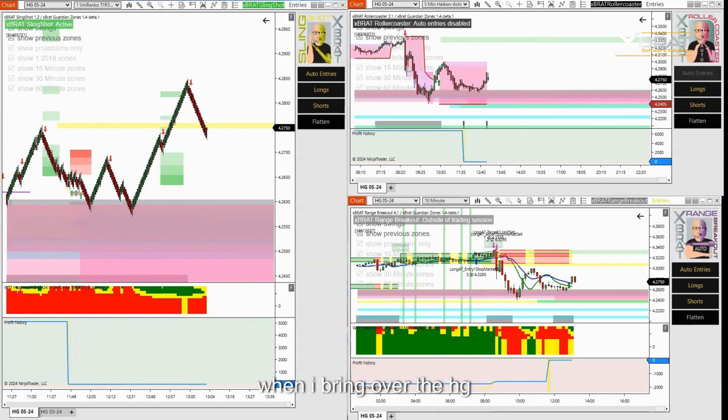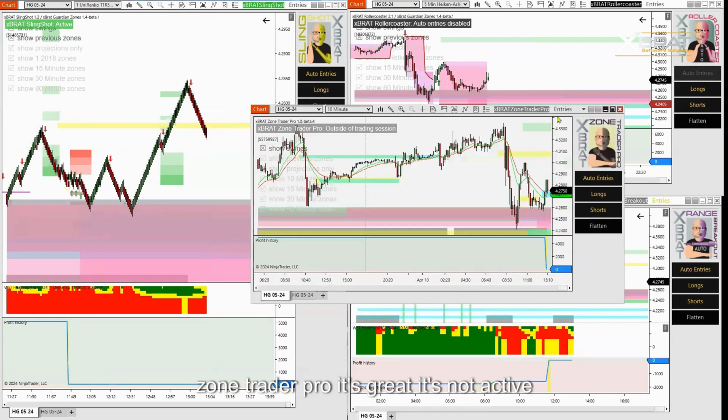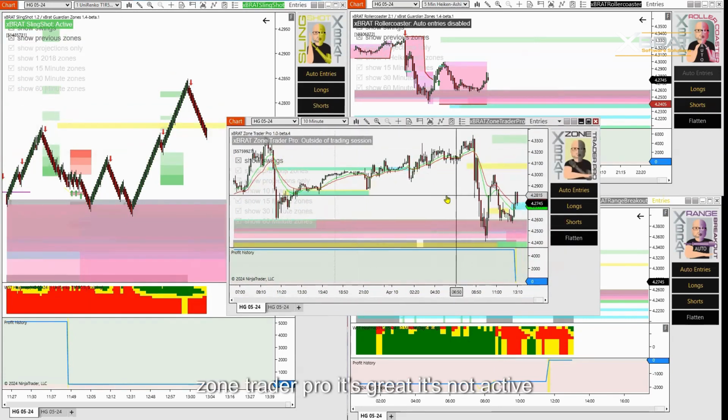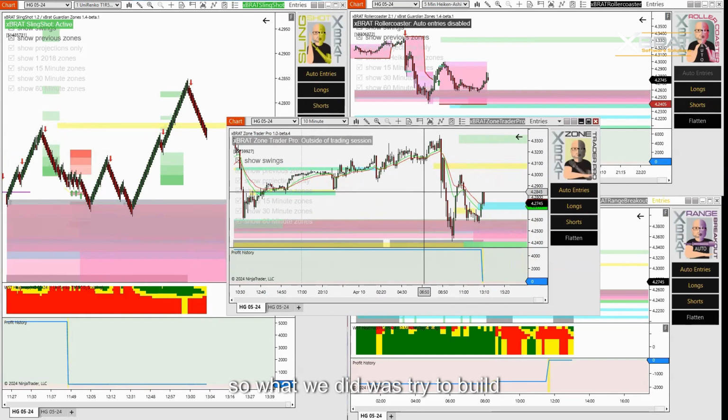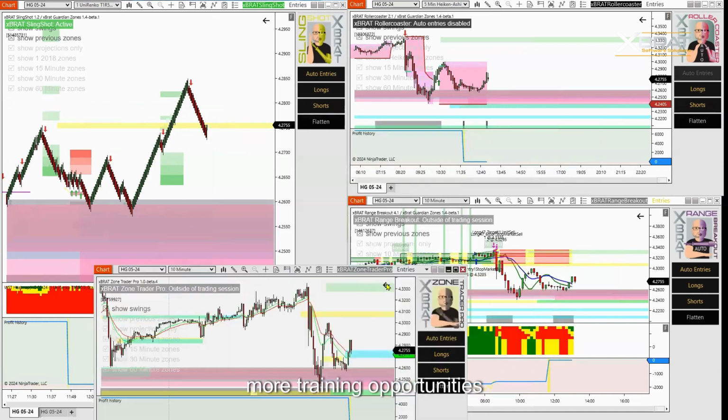Okay. When I bring over the HG Zone Trader Pro, it's not active. So what we did was, when you're optimizing, I'm optimizing those different strategies, trying to optimize the best times of the day for that strategy, but then dovetail to the other ones so we've got more trading opportunities.